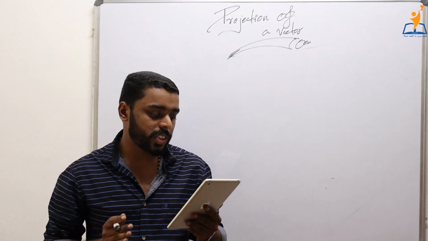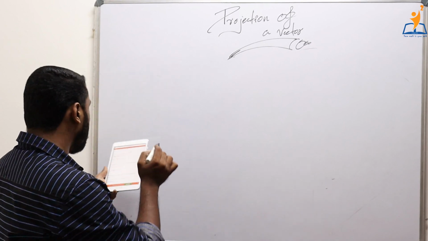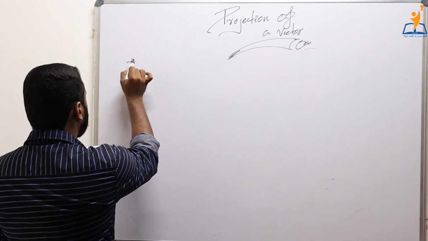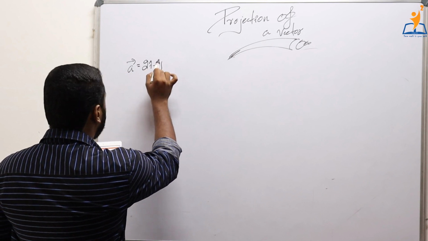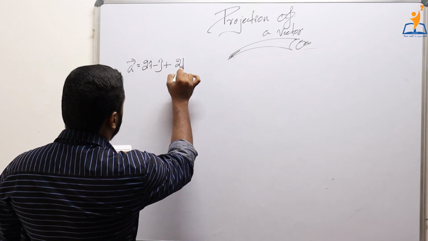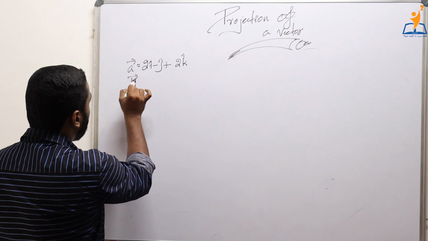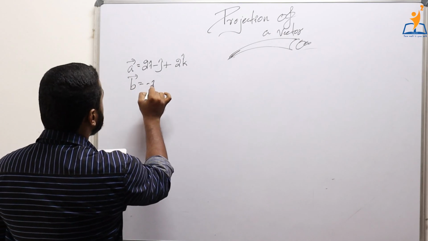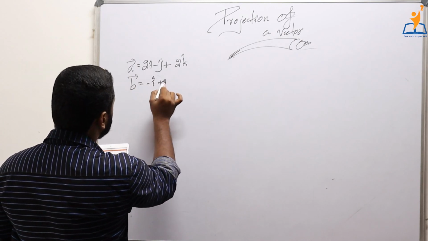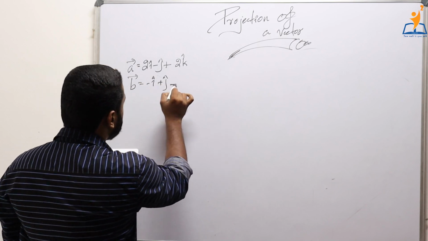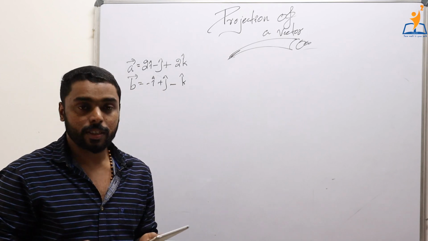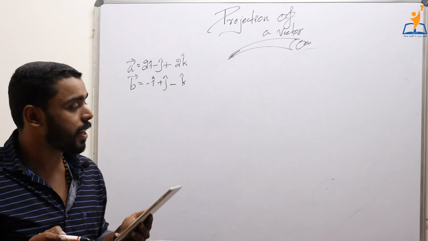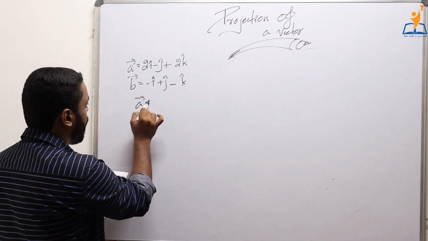So the next question is question number 9. For given vectors a bar is equal to 2i cap minus j cap plus 2k cap and b bar is equal to minus i cap plus j cap minus k cap, we have to find a unit vector in the direction of the vector a plus b.